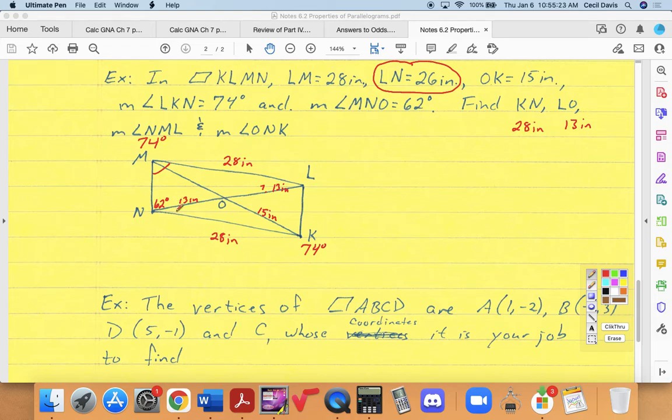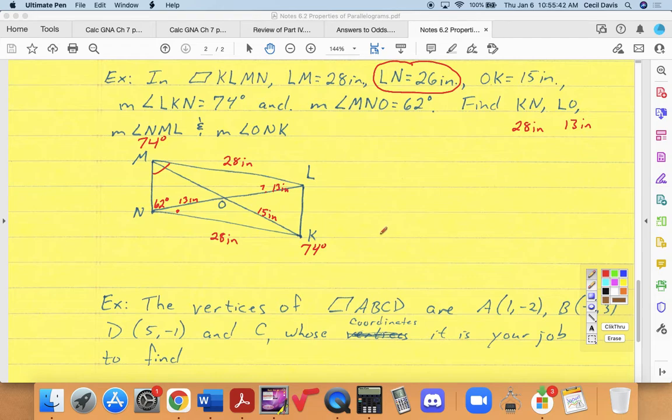Okay. So we're looking for this angle right here. Is it 12? It is not. 42. Wait, 44. How are you getting 44? Just curious.